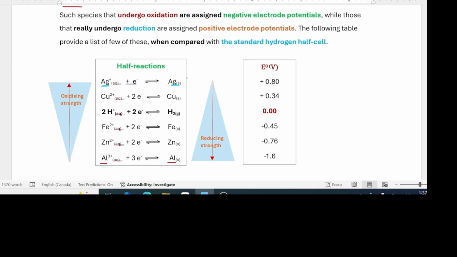We can see that from the list given here, for the metals, their reducing strength increases downwards. And for the ions, their oxidizing strength increases upwards. Notice how the hydrogen half cell is given a voltage of 0. Anything that undergoes oxidation, whatever voltage is measured is given a negative value. And those that undergo reduction will retain their positive values.